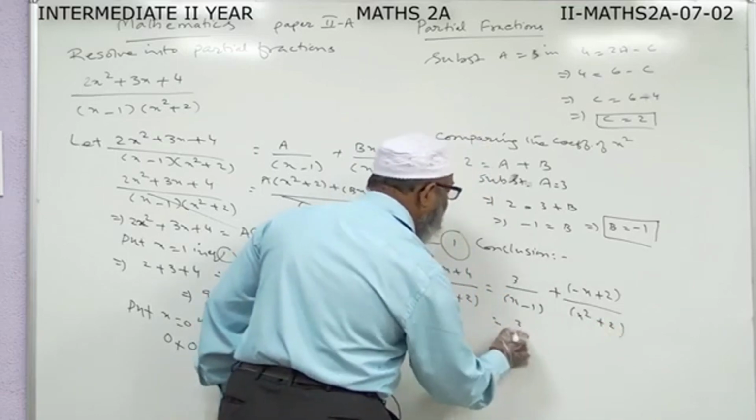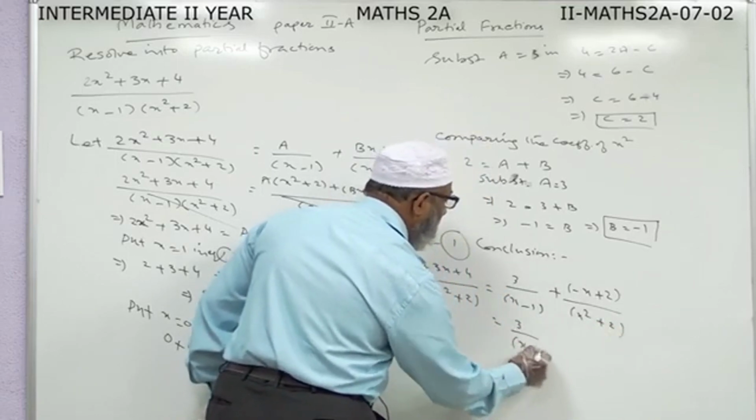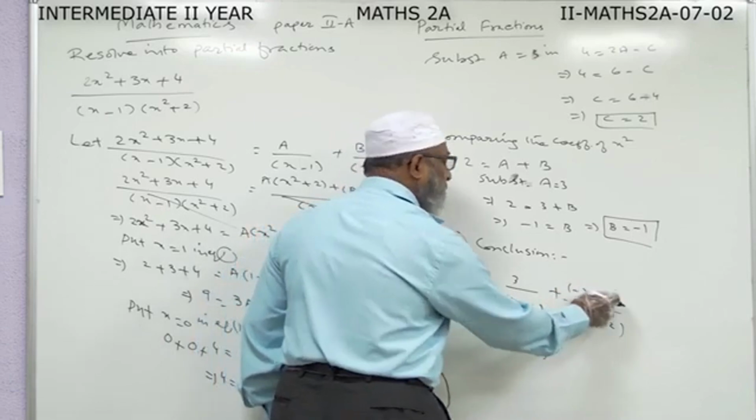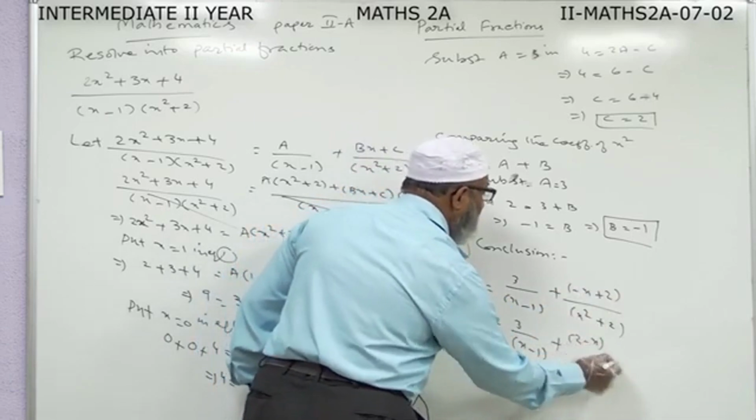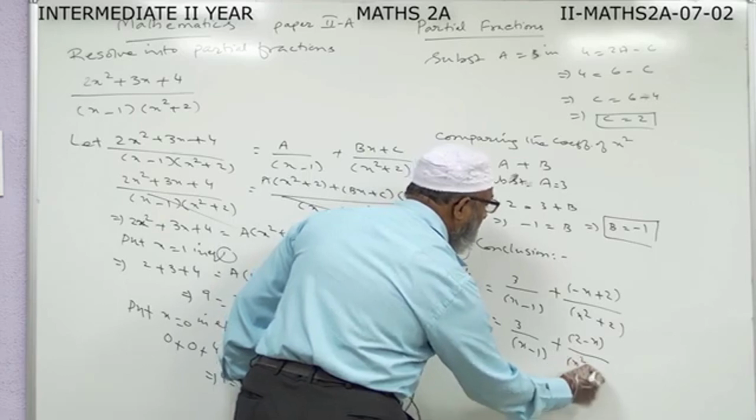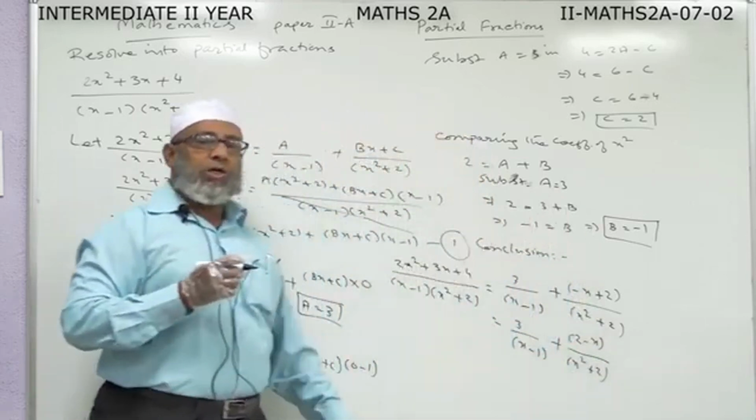Or this can be written as 3 by x minus 1 minus x plus 2, which can be written as 2 minus x, divided by x square plus 2. So, this is your result.